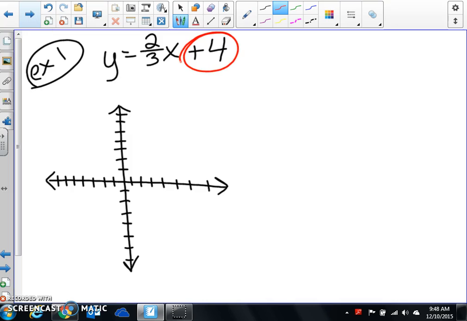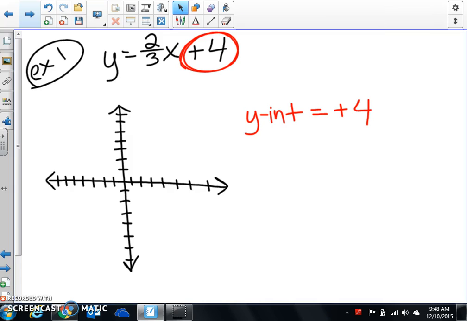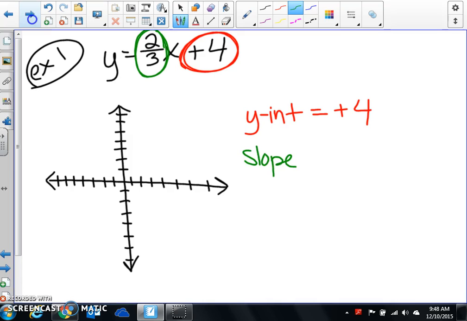So the first thing I'm going to do is go ahead and circle my constant. That's a positive 4. So I know my y-intercept is equal to a positive 4. Okay? Then the next number that I'm going to take out is this 2/3. Okay? So that's my slope, which is the same thing as rise over run, which in this instance is 2/3. So 2 over 3. I want you to write that out for every single example.